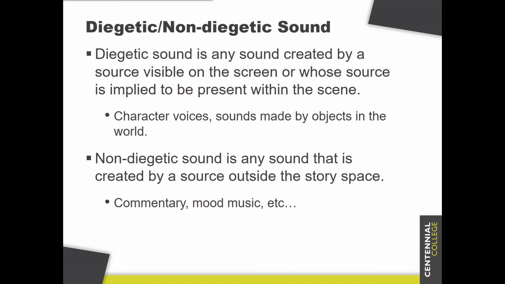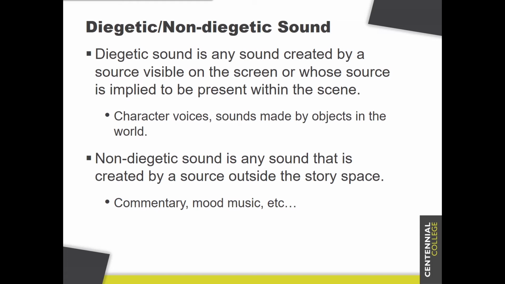The next idea I want to take a look at is the idea of diegetic and non-diegetic sound and diegetic and non-diegetic visuals. So a diegetic sound is any sound whose source can be found within the frame or within the world that exists within this frame. Right? It's things like characters' voices, sounds made by objects in the real world or in that world that we've created. A non-diegetic sound is any sound that is created by a source outside of our story space. So things like commentary or mood music. Any of this kind of stuff can be non-diegetic sound, right? So diegetic sound is anything that's within the world that we've created, and non-diegetic is things that are outside of the story space that we've created.